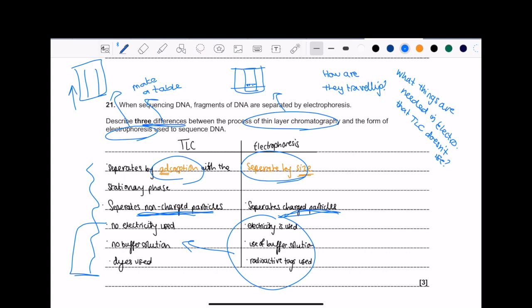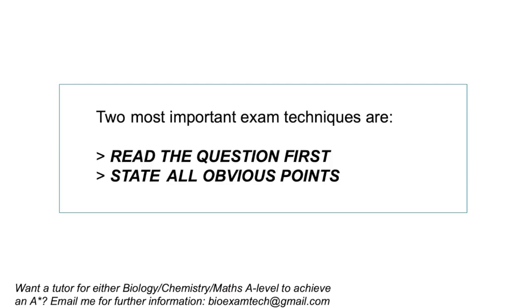So I hope that's streamlined your approach to comparing two procedures. Ask yourself the questions, right? What things are needed? How are they travelling? Stuff like that. And yeah. Remember, the 2 most important exam technique tips are, read the question first, and our favourite from today, state all the obvious points. Now over to you. Try some questions and let me know how it goes.